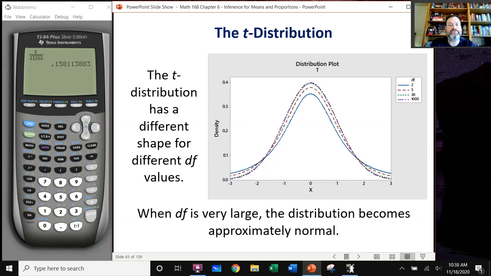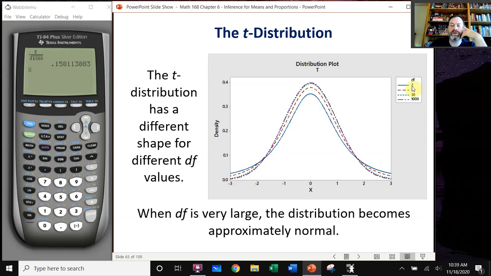So the main feature of the t-distribution is that it does look bell-shaped, but it has a different shape for different values of df. So here are the df's over here. If your df is 2, it's this blue line here. It kind of looks normally distributed, but the tails are much thicker. The edges of the distribution are much thicker, and the center is much thinner.